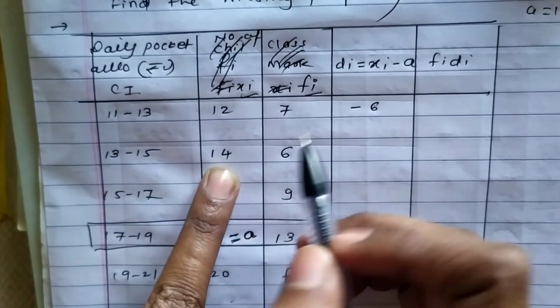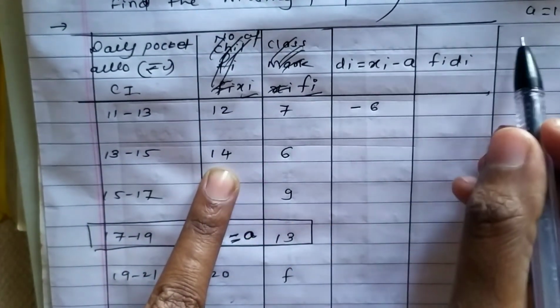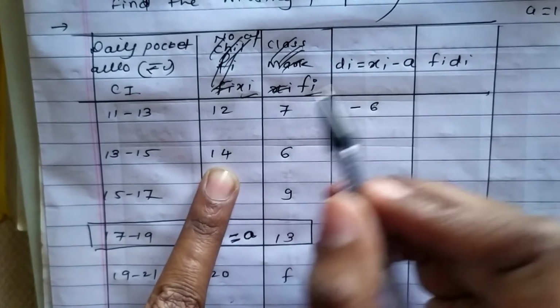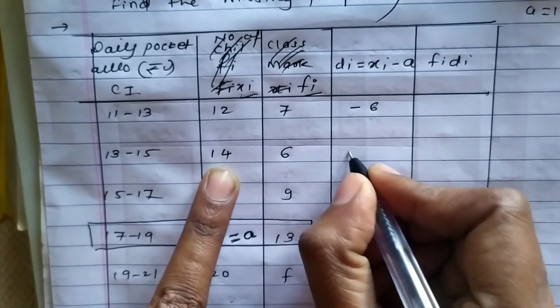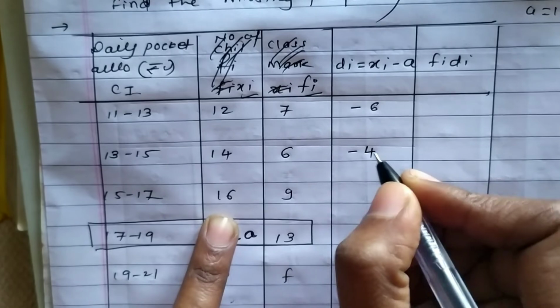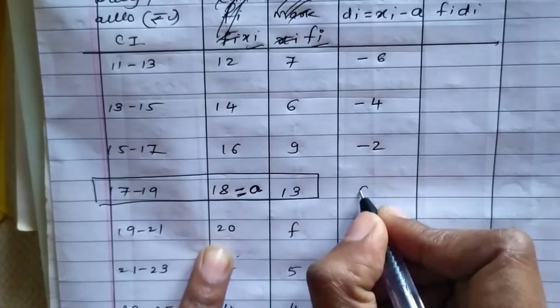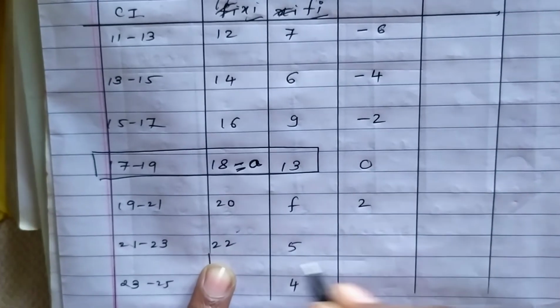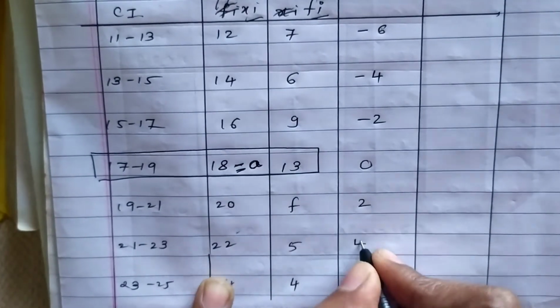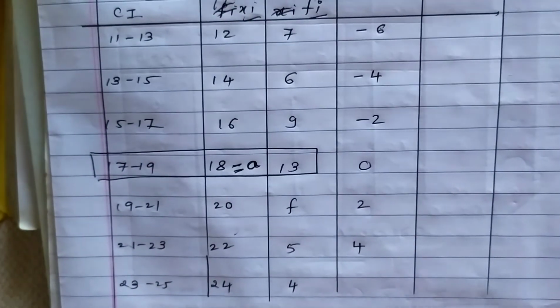Then 12 minus 18, sorry, 14 minus 18. So 14 minus 18 is minus 4. Then 16 minus 18 is minus 2. 18 minus 18 is 0. 20 minus 18 is 2. 22 minus 18 is 4. Then 24 minus 18 is 6.